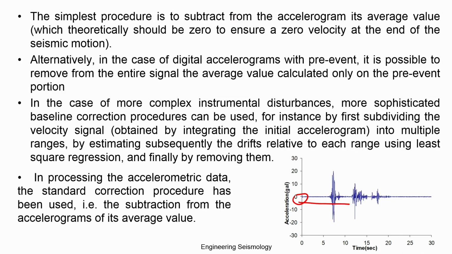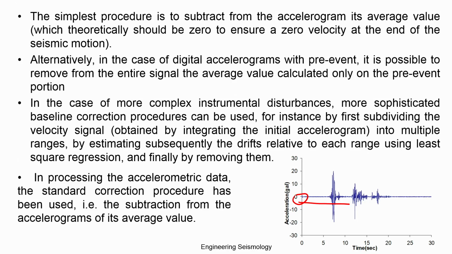Alternatively, in the case of a digital accelerogram with the pre-event, it is possible to remove from the entire signal the average value calculated only in the pre-event portion. So when you are studying the earthquake recording station, we have seen pre-event and post-event. The period before the trigger level, which we ask the seismograph to start storing data, is the pre-event. Post-event means after completing that desired level, we tell the seismometer to record data up to that. That is the post-event.